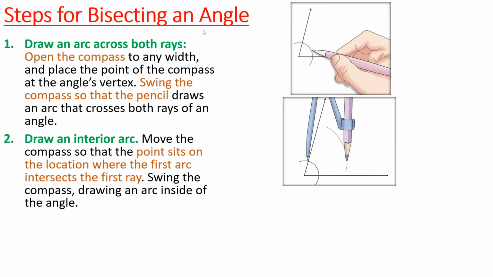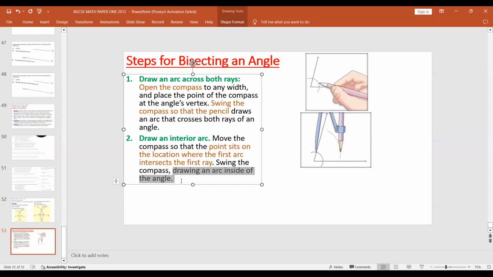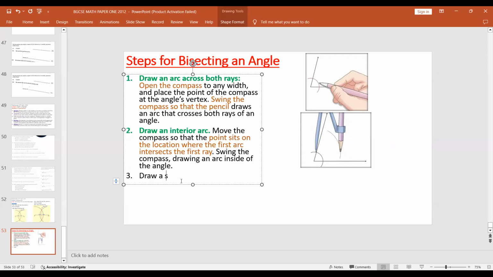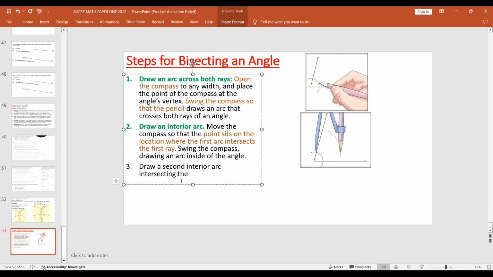All right, next. Number 3. Now we need to draw a second interior arc. So this one says draw a second interior arc. Make sure you write this down. Write down these steps. Draw a second interior arc intersecting the first interior arc drawn.